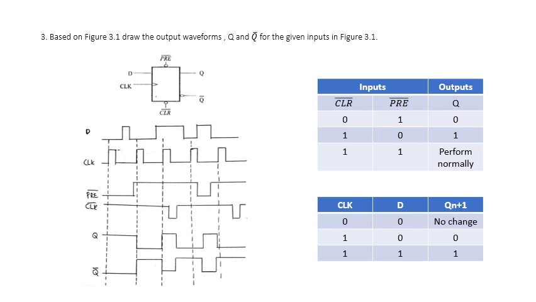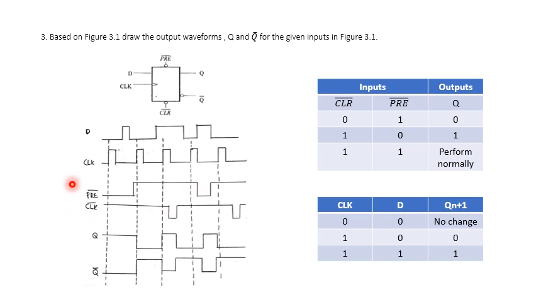So for question 3, based on figure 3.1, draw the output waveforms Q and Q bar for the given input in figure 3.1. Figure 3.1 is here. So here we have the clock, pre-bar, and clear bar, CLR bar. It means this is an active low D flip-flop. On the figure given, the D flip-flop is positive edge triggered. So we will read the CLK waveform here from the front side.